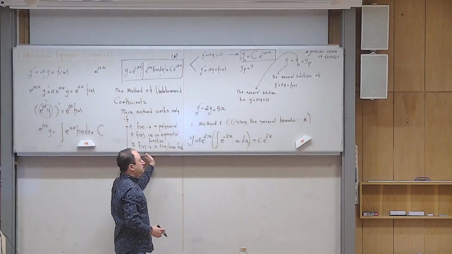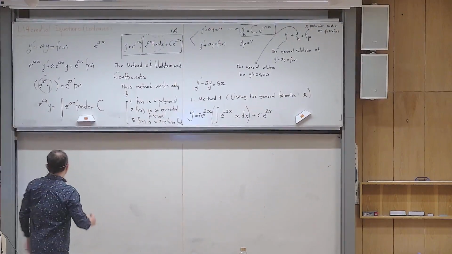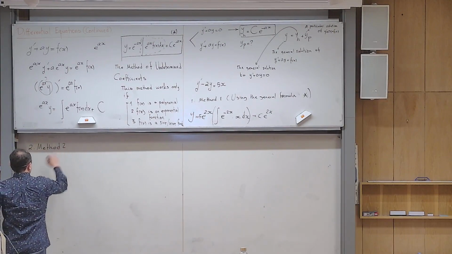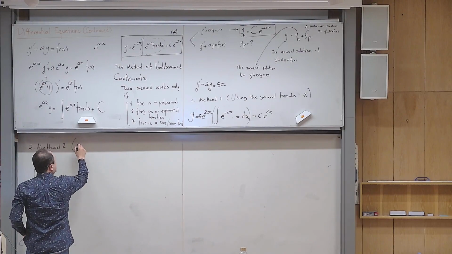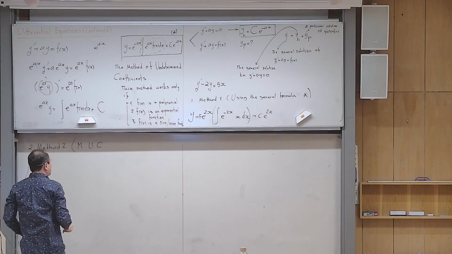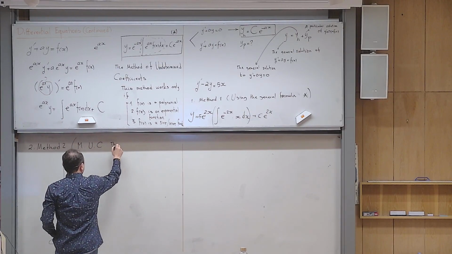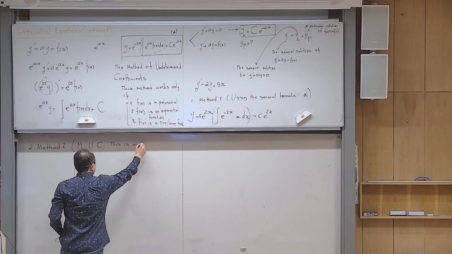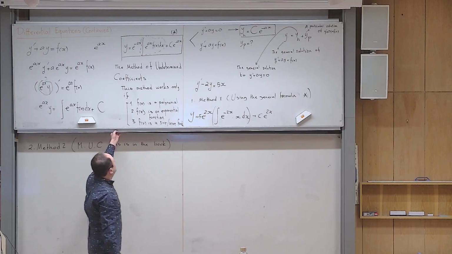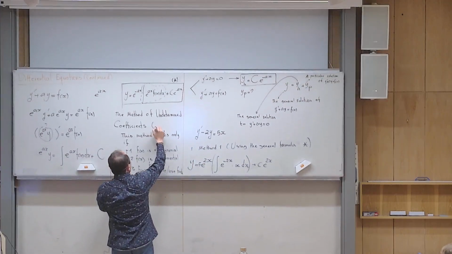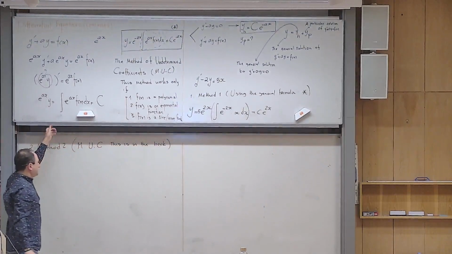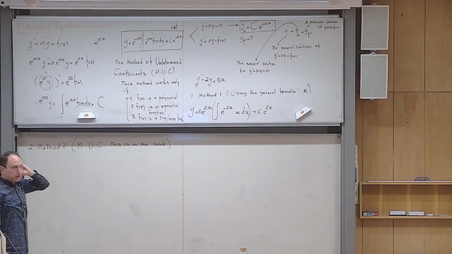But what is in your book is not this method, it is method number 2. Let me write method of undetermined coefficients, MUC for short. This is in the book. Okay, so now what is the point?